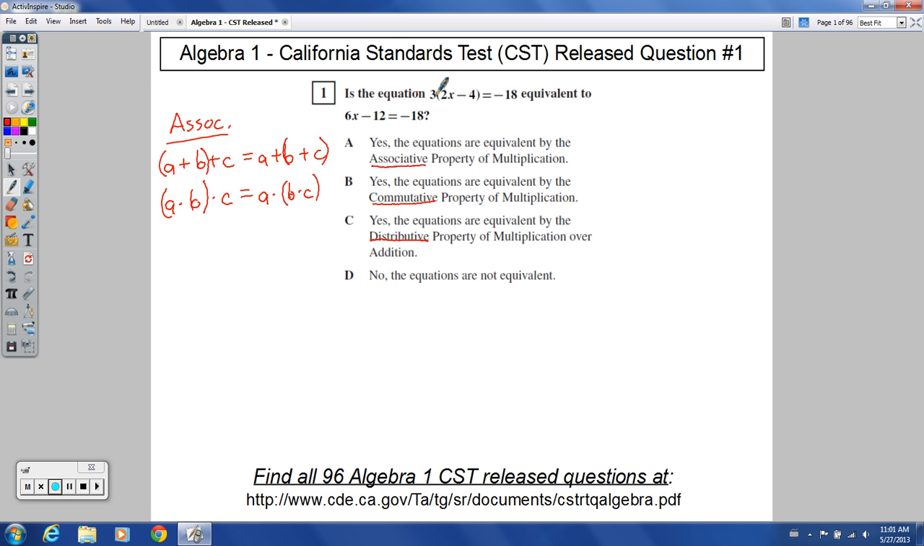Now, does this look like that? No, it doesn't look like that's what's going on. So choice A, I'm going to cross that out.